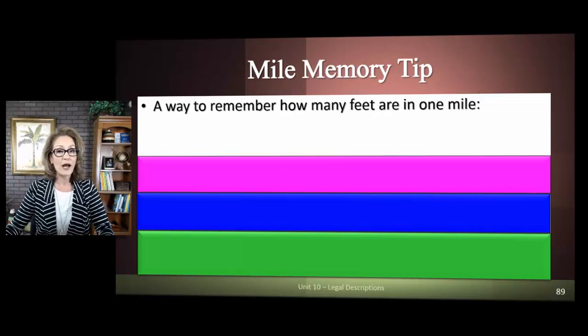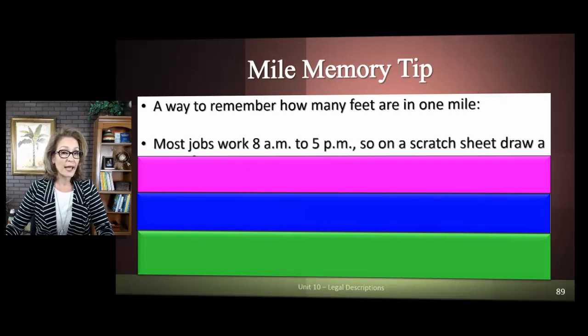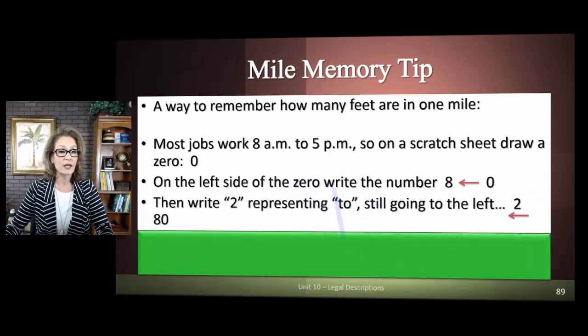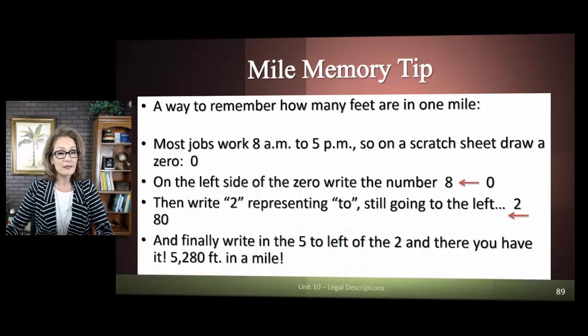A way to remember how many feet are in a mile. Most jobs work 8 a.m. to 5 p.m. So on a scratch piece of paper, draw a 0. On the left side of the 0, write the number 8, and then write the number 2 representing "to," still going to the left. And finally, write the number 5 to the left of the 2, and there you have it. 5,280 feet are in a lineal mile.